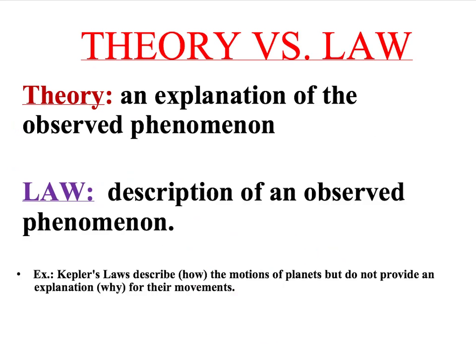You're going to find a lot of theories and very few laws in biology. What they have in common is that they are based on hypotheses, they're backed up by a lot of data, and they are pretty much accepted by the scientific community. The difference between them is that the theory is an explanation of an observed phenomenon and the law is a description of it. An example would be the motion of the planets, which is described by Kepler's law, but it really does not provide an explanation for their movement.